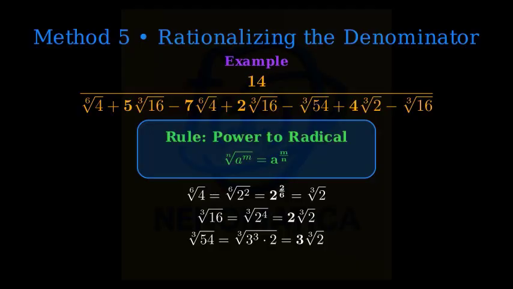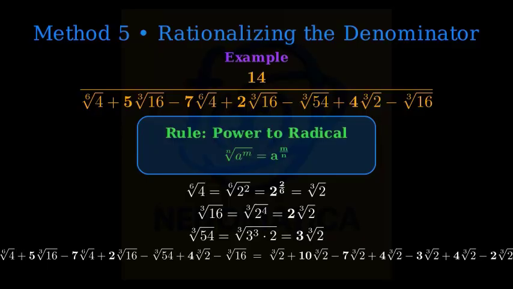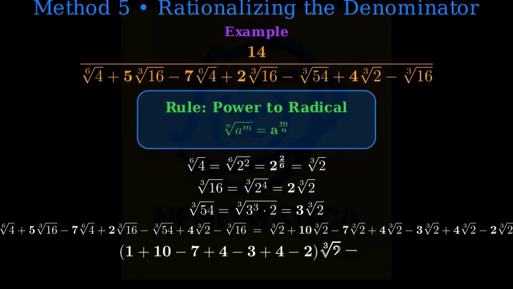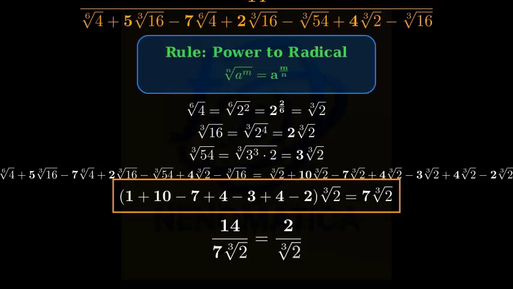Step 2. Substitute these into the denominator and combine like terms. After substitution, every term in the denominator is a multiple of cube root of 2. Add the coefficients carefully. 1 plus 10 minus 7 plus 4 minus 3 plus 4 minus 2 equals 7. So the entire denominator becomes 7 times cube root of 2. Step 3. Reduce the original fraction using this simplified denominator. 14 divided by 7 times cube root of 2 equals 2 over cube root of 2.